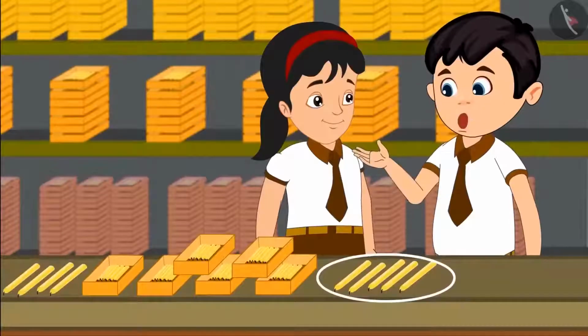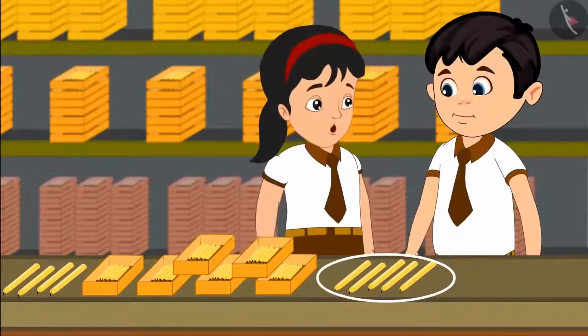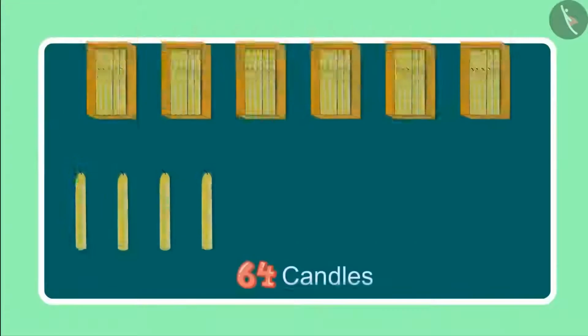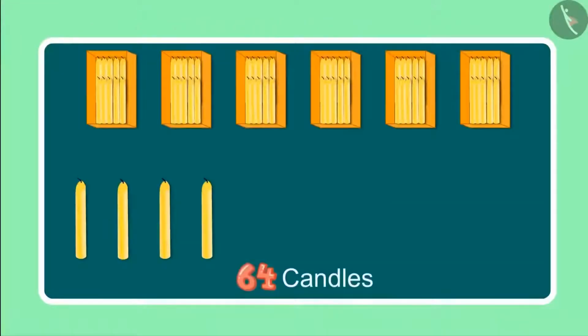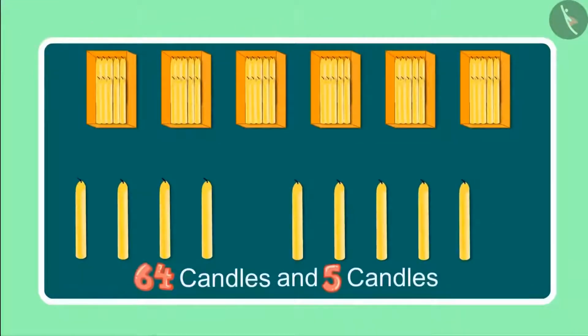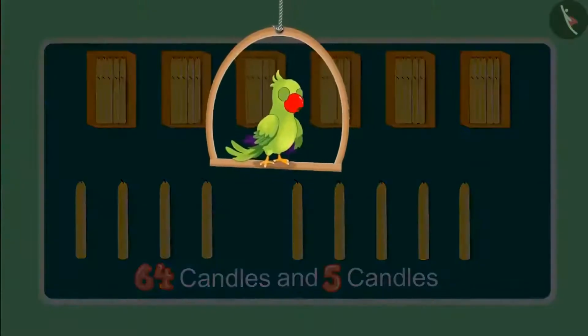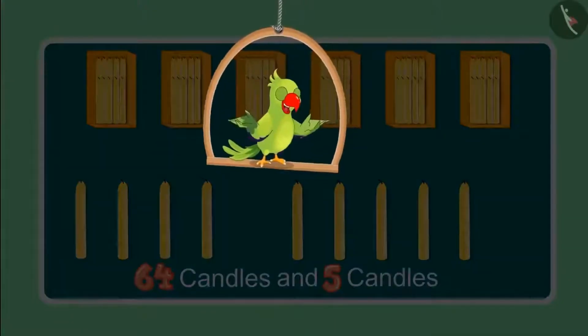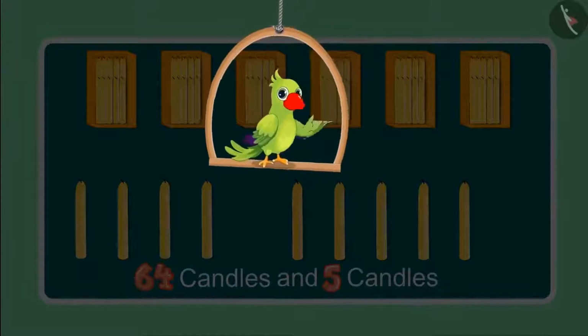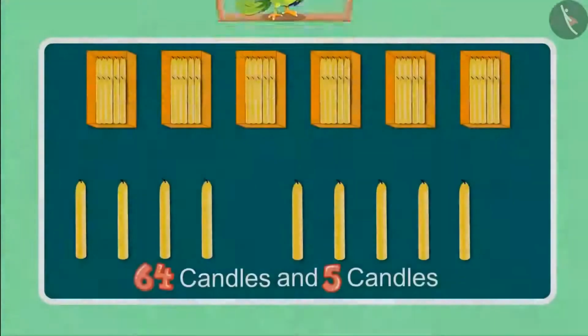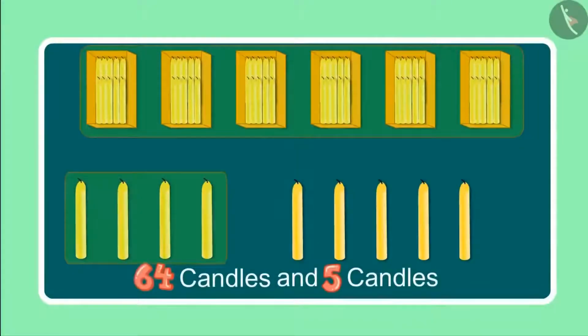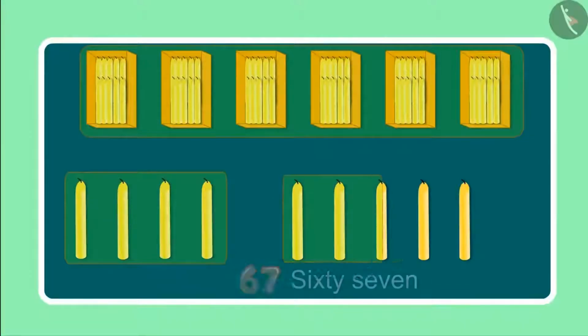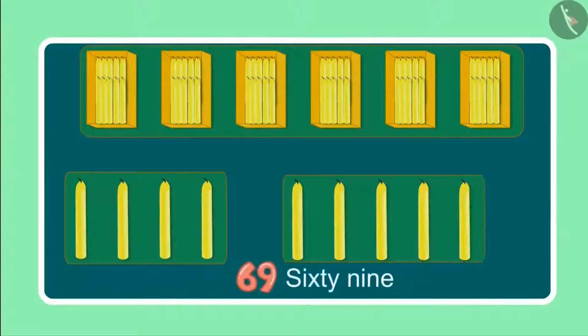Oh, look, Pinky. Some more candles. Yes, Chotu. Let us count these also. Earlier we had a total of 64 candles and now we have 5 more. Children, do you know how many candles Chotu and Pinky have seen so far? Come, let us find. After 64 candles, it will be 65, 66, 67, 68, 69. So these are now 69 candles.